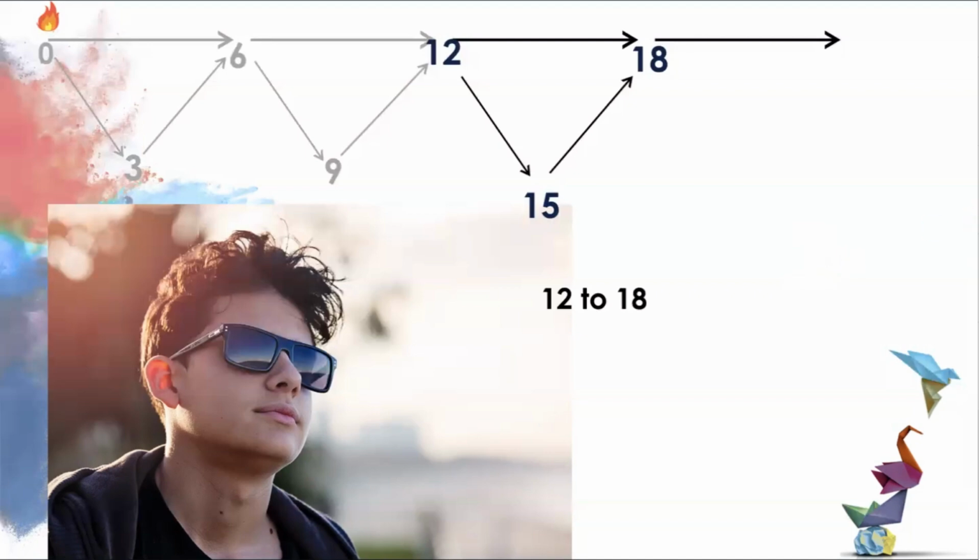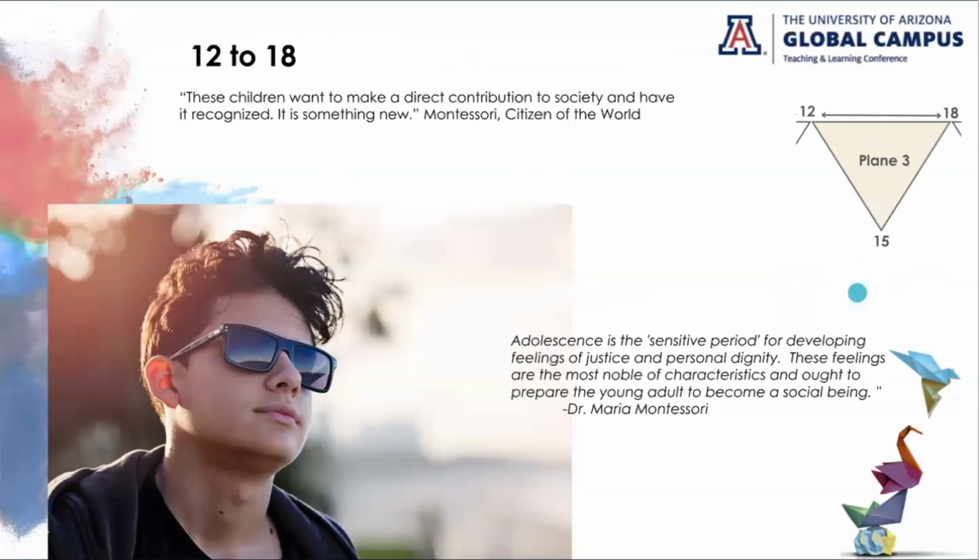So it's not an abstract participation in the community. It's not just developing a business plan for something. It's develop a business plan and put that plan into action. Montessori wrote that these children want to make direct contributions to society and have it recognized. Adolescence is also a sensitive period for developing feelings of justice and personal dignity. These feelings are the most noble characteristics and ought to prepare the young adult to become a social being.